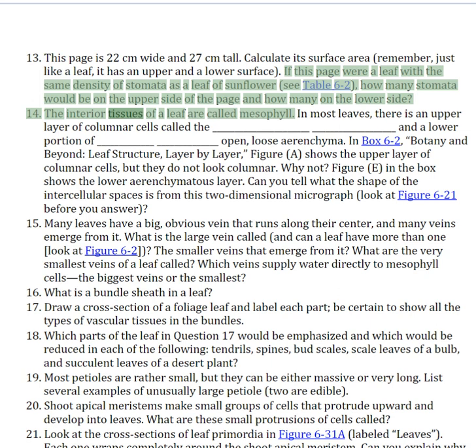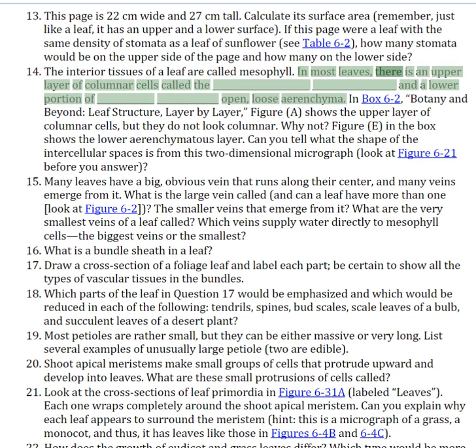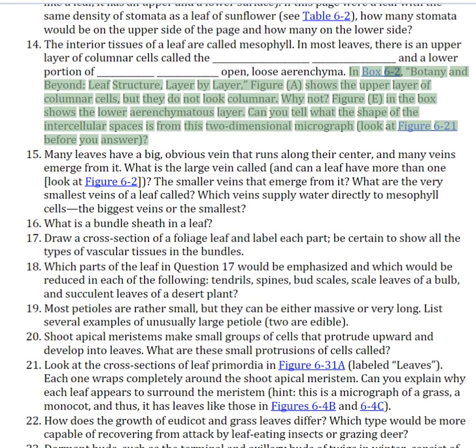14. The interior tissues of a leaf are called mesophyll. In most leaves, there is an upper layer of columnar cells called the ___ and a lower portion of open, loose parenchyma. In Box 6-2, Botany and Beyond, Leaf Structure, Layer by Layer, figure shows the upper layer of columnar cells, but they do not look columnar. Why not? Figure in the box shows the lower parenchymatous layer.